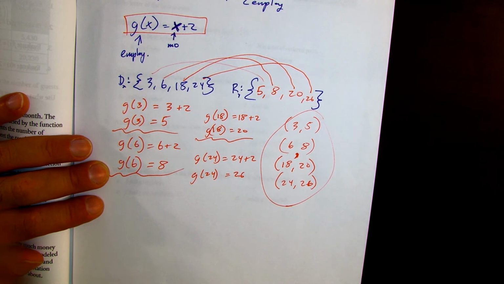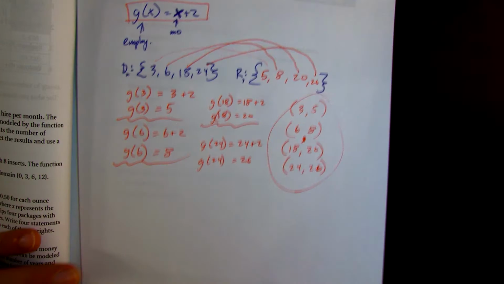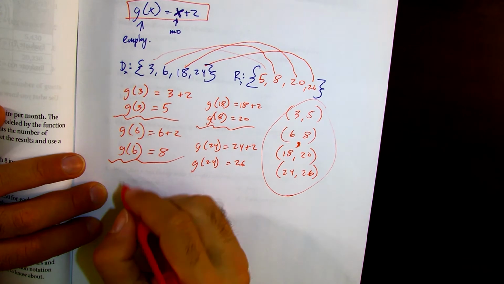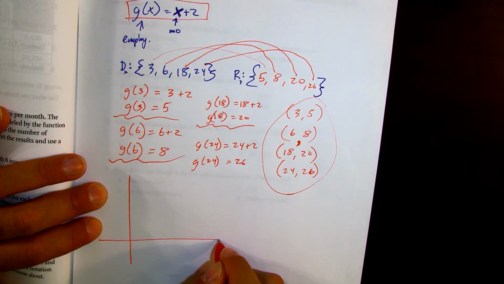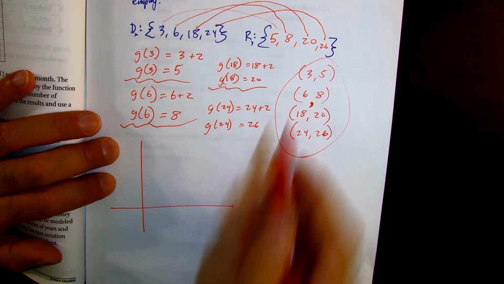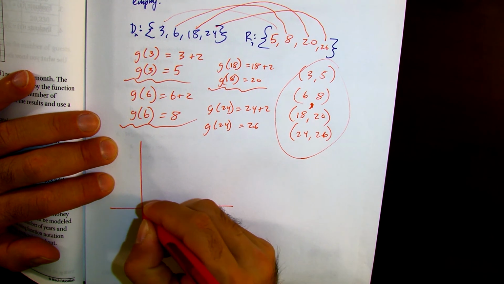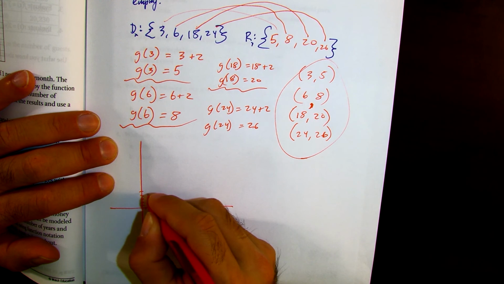And then from there, what else did they ask us for? They asked us to use a graph to explain our answers. Evaluate the function, interpret the results. Okay, interpret the results. Let's graph it. 3, 5. We have to go to 26. So maybe 1, 2, 3, 1, 2, 3, 4, 5.